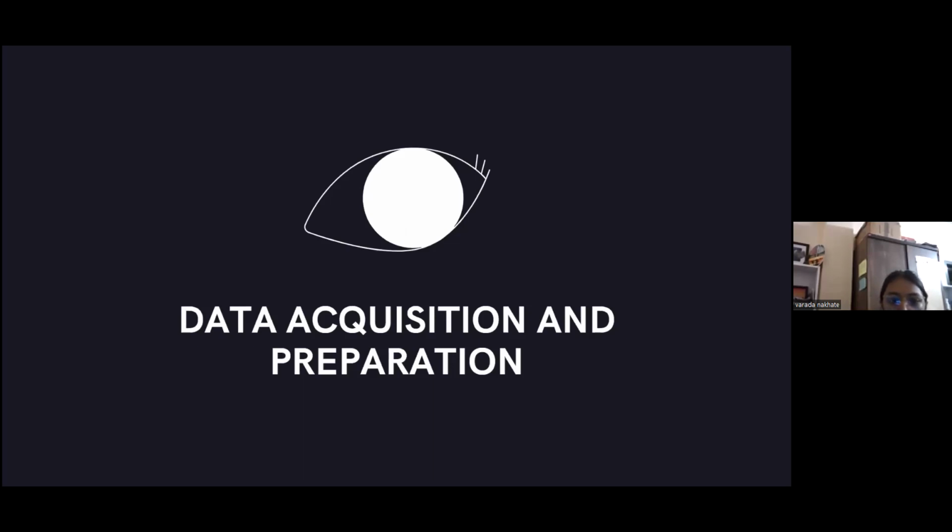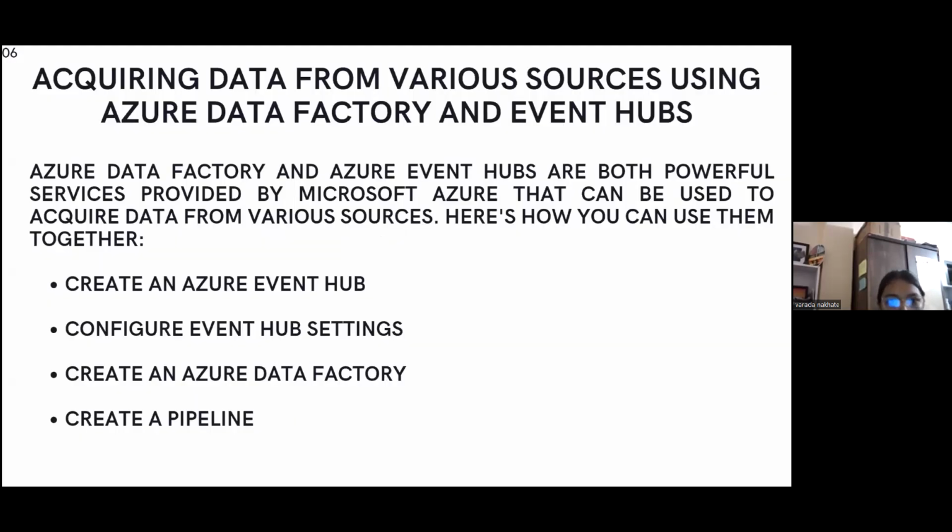Now we'll be moving on to data acquisition and preparation. Azure Data Factory and Azure Event Hubs are both powerful services provided by Microsoft Azure. In order to use Microsoft Azure, we have to acquire the data from various sources. So how will we use them? There are a few steps: we first create an Azure Event Hub, configure the Event Hub settings, create an Azure Data Factory, and then create a pipeline.